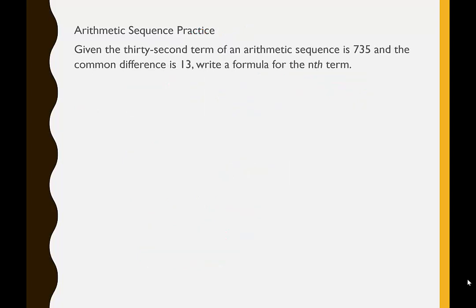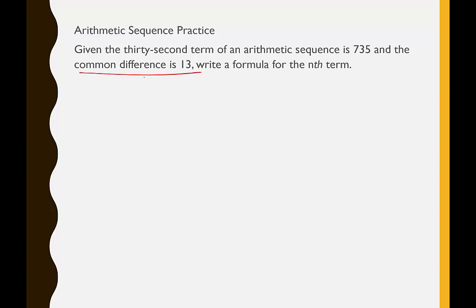Okay, and our next example, given the 32nd term of an arithmetic sequence is 735, and the common difference is 13, write a formula for the nth term. So if we're going to write a formula, remember we need two things. The common difference, which we have, and the first term, which we do not have.